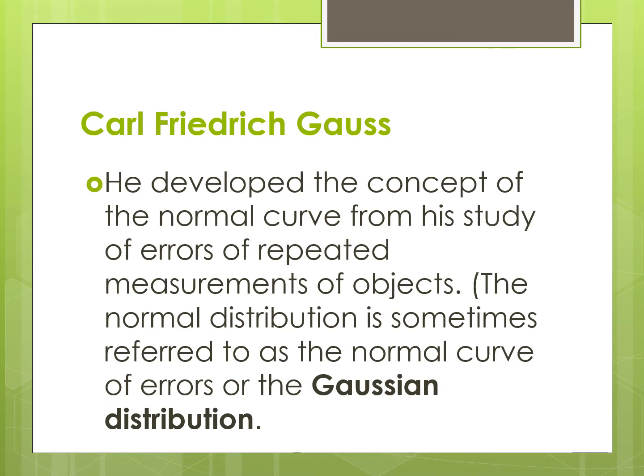The proponent of this is Carl Friedrich Gauss. He developed the concept of the normal curve from his study of errors of repeated measurements of objects. The normal distribution is sometimes referred to as the normal curve of errors or the Gaussian distribution.